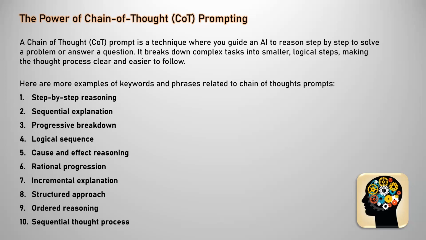These are some keywords you will find in chain of thought prompts. For example: step-by-step reasoning, sequential explanation, progressive breakdown, logical sequence, cause and effect reasoning, rational progression, incremental explanation, structured approach, ordered reasoning, sequential thought process. These are not limited to only these; there might be other explanations or other keywords. However, it is step-by-step reasoning. We will start with very simple things.